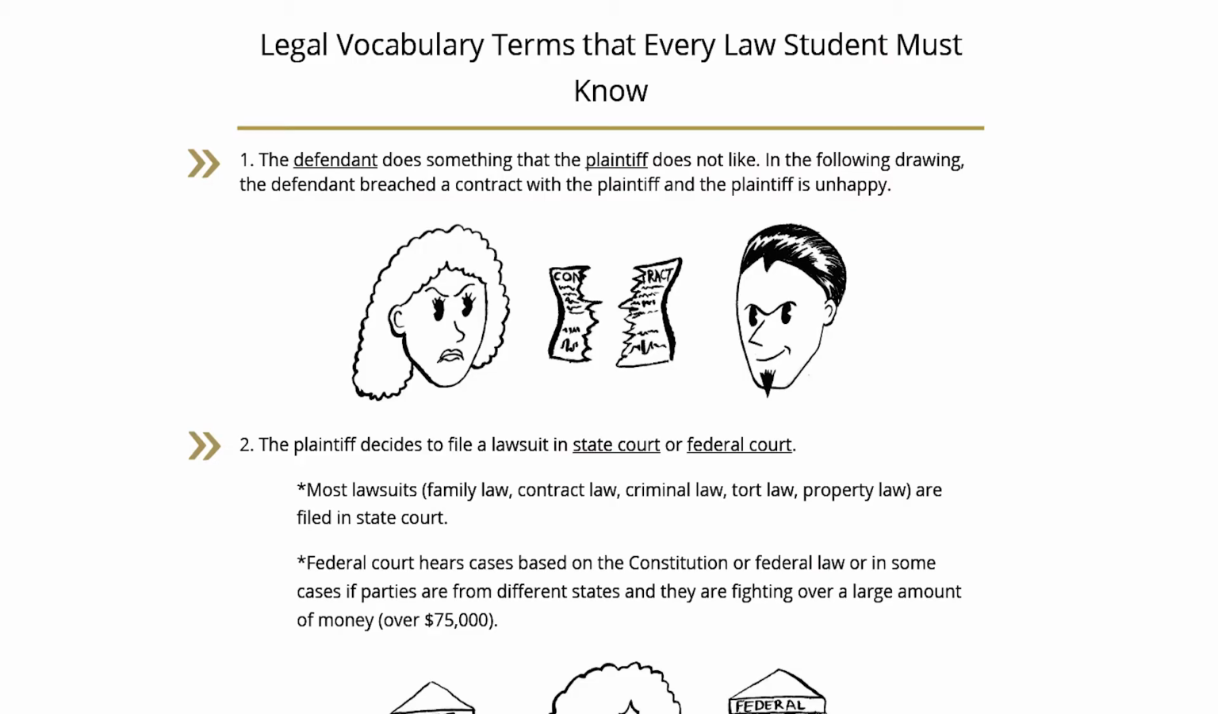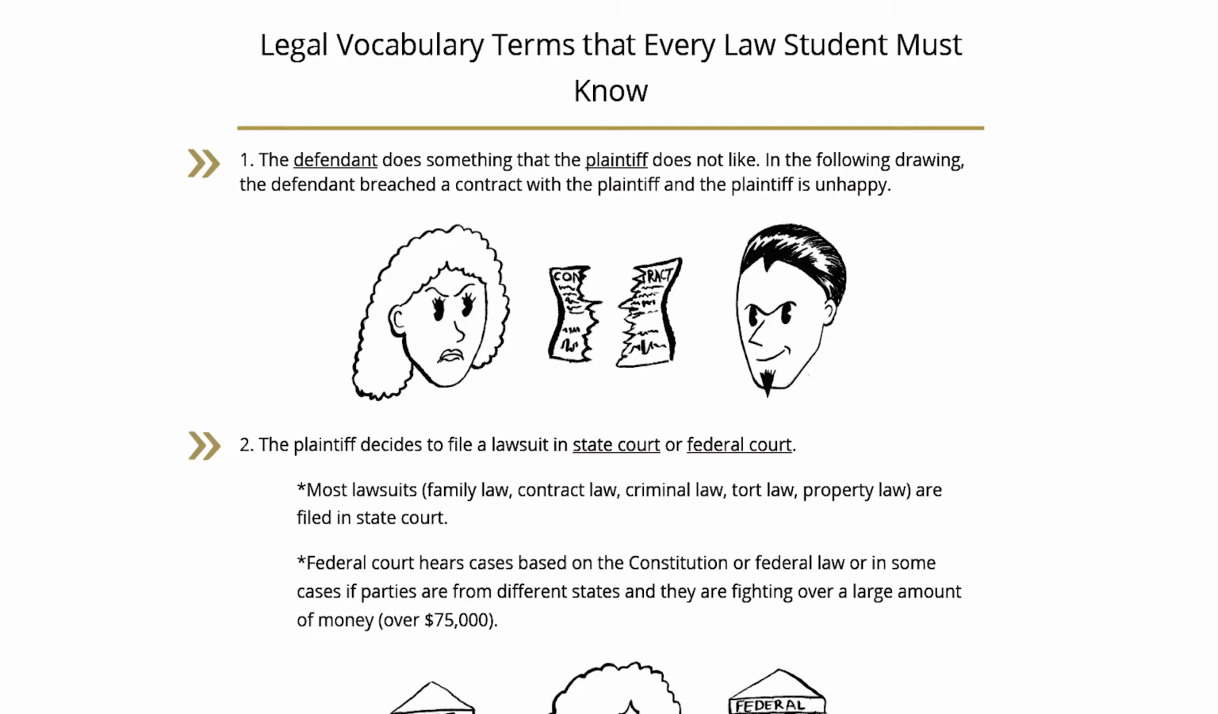In a civil case, the defendant does something that the plaintiff does not like. So in that first drawing, the defendant breached a contract with the plaintiff and the plaintiff is unhappy. The plaintiff is the one suing. You can think of it as the plaintiff is the one complaining and the defendant is the one defending themselves in a lawsuit. So the plaintiff will have to decide to file a lawsuit in state court or federal court.